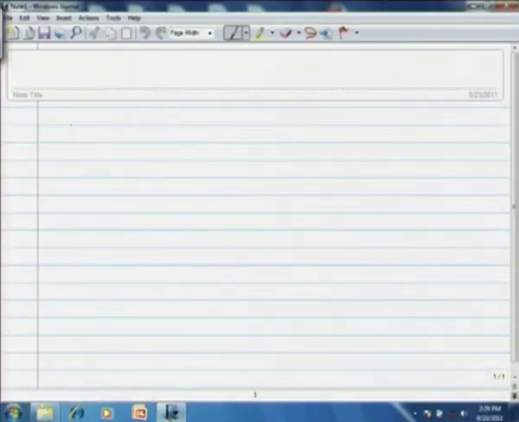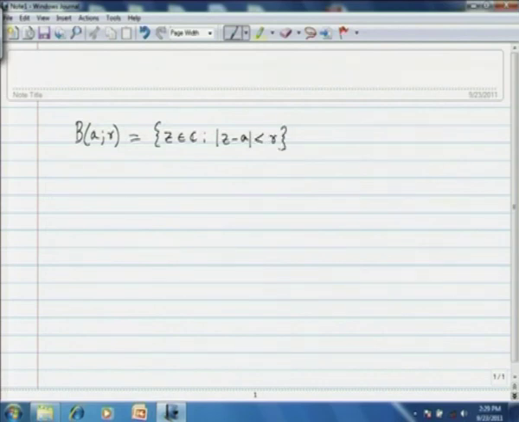I will list some important subsets. So, here is B(A, r), which stands for the set of all complex numbers z such that the absolute value of z minus a is strictly less than r. B there stands for the ball of radius r. Read this as a ball of radius r centered at A.